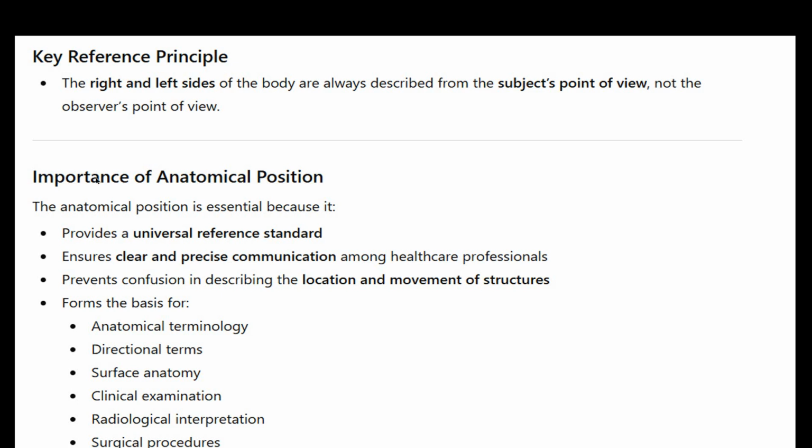Next we have the importance of anatomical position. The anatomical position is essential because it provides a universal reference standard. So now you know that if we have a standard document to follow, then everyone can follow and refer to the same thing.